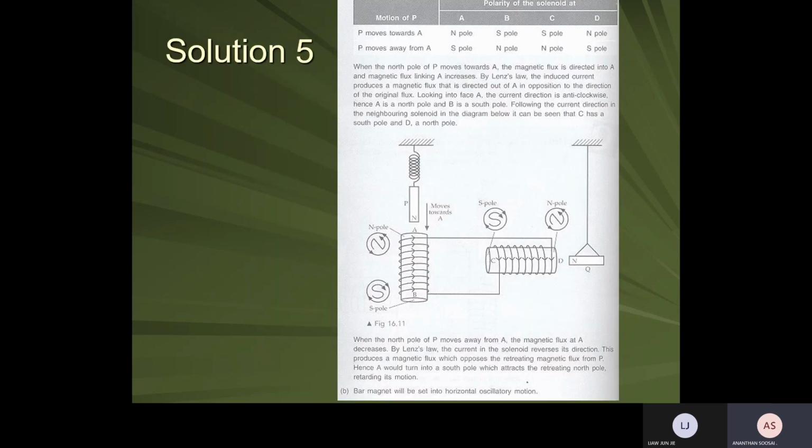This shows just going downwards: north, south, north, south. Going upwards should be the other way around. However, the bar magnet will be set into horizontal oscillatory motion, at the same frequency as the oscillation of the magnet. This involves Faraday's law and Lenz's law, of course. For the direction of the current, you have to link it to Lenz's law.